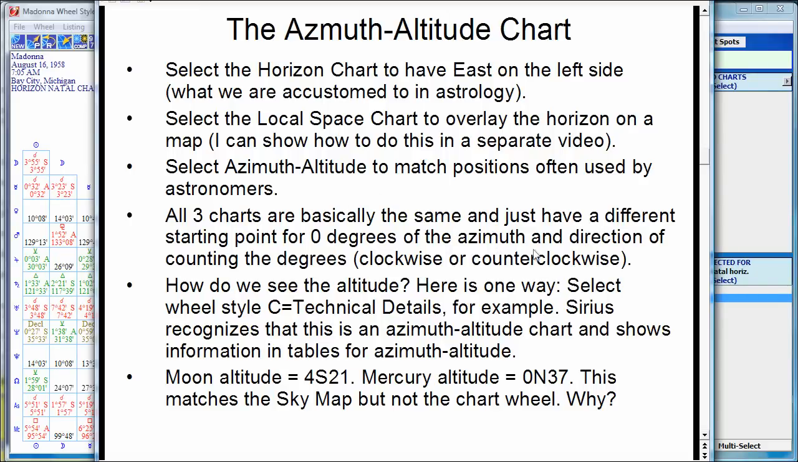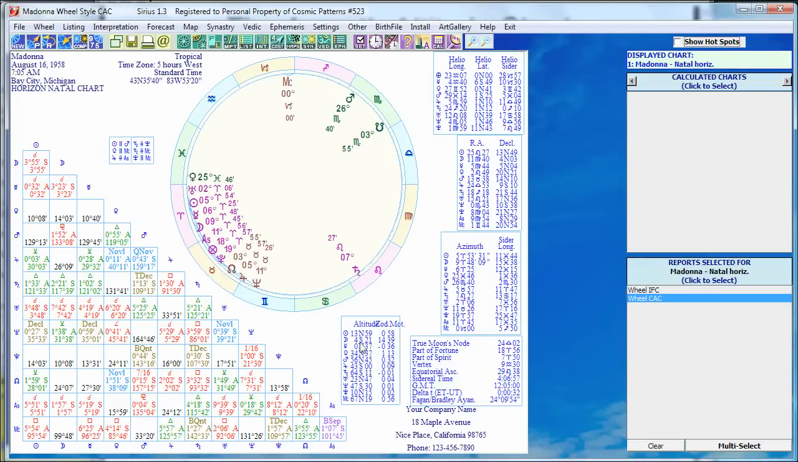So all three of these different azimuth altitude charts are the same. They just have a different 0 point. The azimuth starts at a different point or goes in a different direction, either clockwise or counterclockwise. And I showed you how to see the altitude with that map. And now, getting close to answering our question. The moon's altitude is 4 south 21. Here's moon, 4 south 21. Mercury 0 north 37. Exactly what we expect.